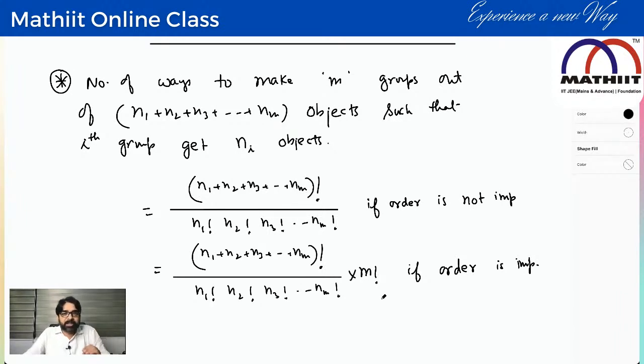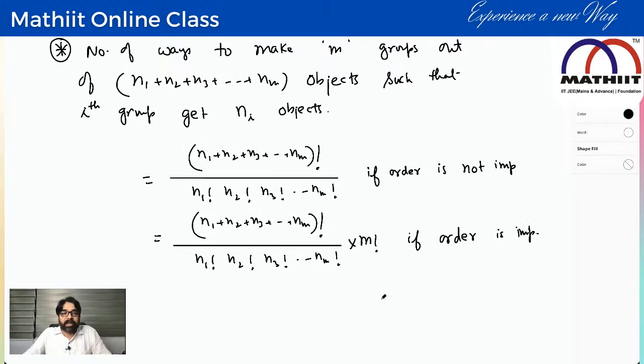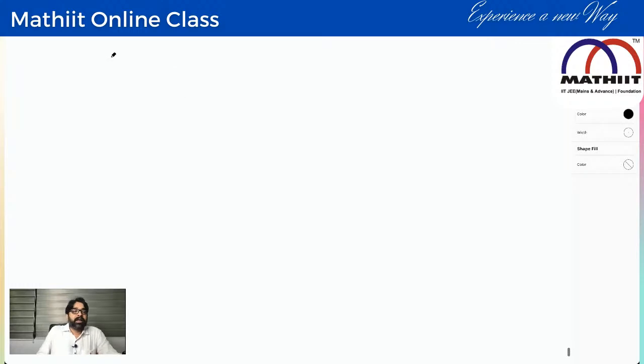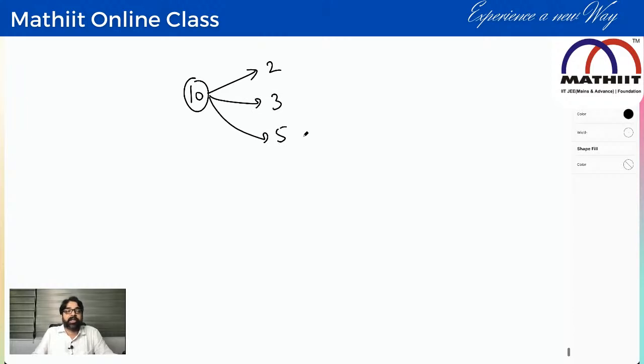You just have to remember this for the next 10 to 15 minutes. After that, you'll understand how to derive all this formula and how to write it directly. For example, suppose I say, out of 10 objects, I want to make 3 groups. One group should contain 2 objects, another group should contain 3 objects, and the third group should contain 5 objects. So what is the logic?